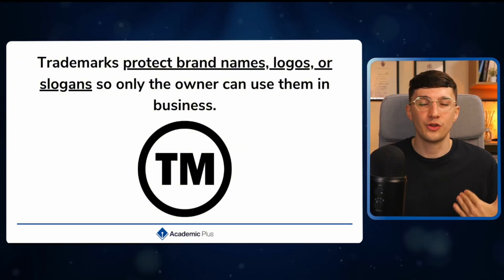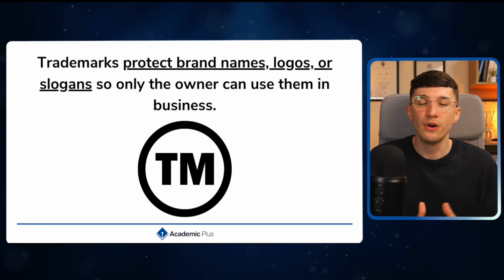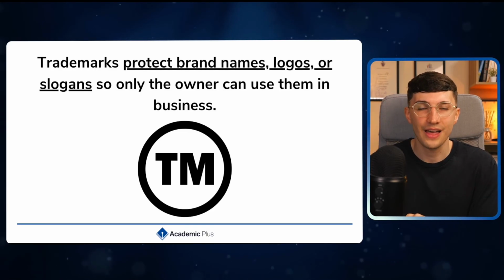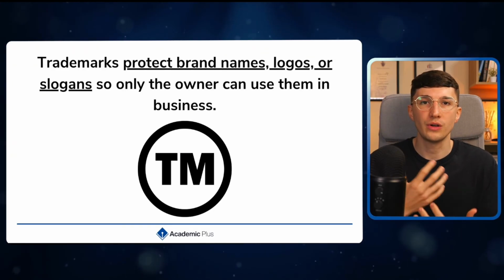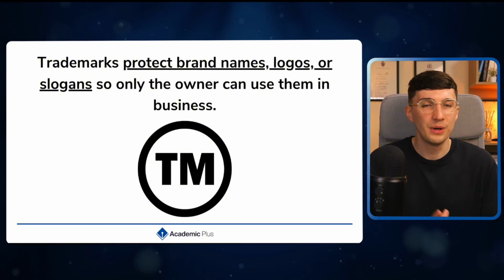So I can't just set up a company now called Apple and start selling mobile phones, because Apple have protected that. They protected their branding, so customers don't get confused with who they are buying from. And it helps protect the brand image that a business has built over time.